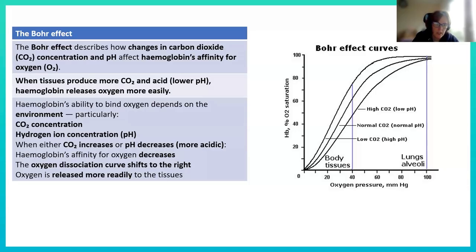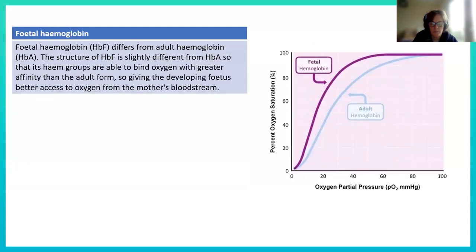but they've been using oxygen up for respiration. So that means they're going to need more oxygen. They're producing the CO2. So that just makes it easier for the hemoglobin to know when to get rid of the oxygen. And then you can see here the fetal hemoglobin and adult hemoglobin.